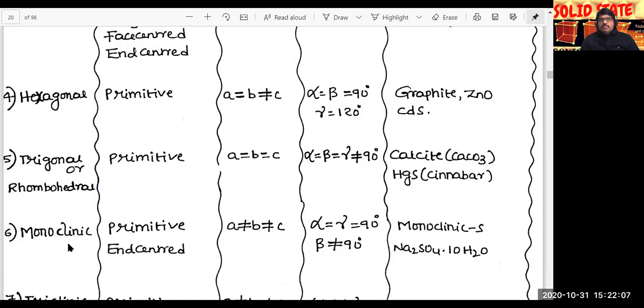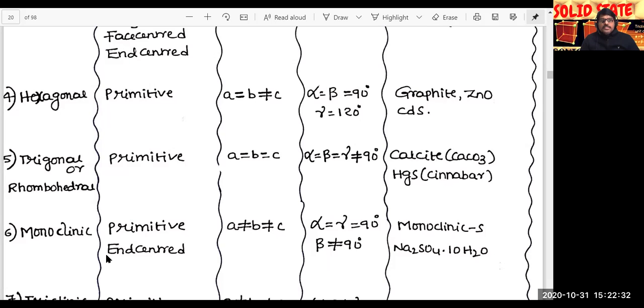And the next one is monoclinic. In case of the monoclinic basic crystal system, how to define? A, B, C are not equal. A is not equal to B, not equal to C, but alpha is equal to gamma, which is equal to 90, but beta is not equal to 90. Two types of unit cells were found in this. One is the primitive, another one is end-centered. And these are the examples.